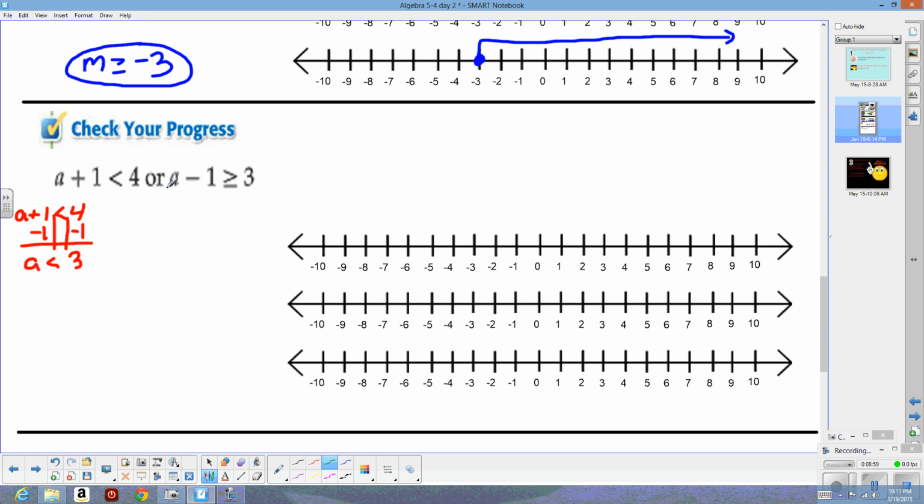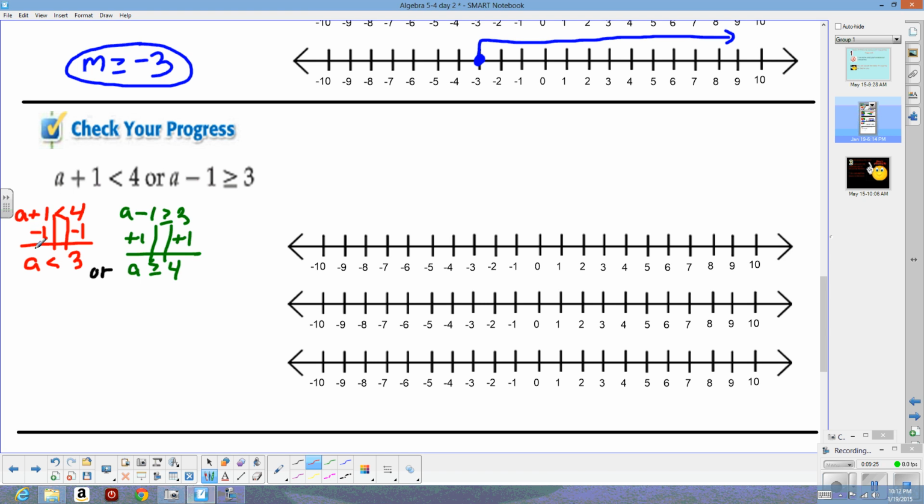Now we'll solve the second inequality. a - 1 is greater than or equal to 3. We would add 1 to both sides. So we have a is greater than or equal to 4. And we have the word "or" in between these two.